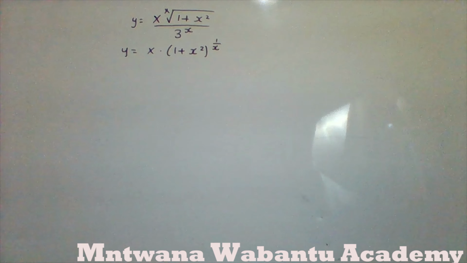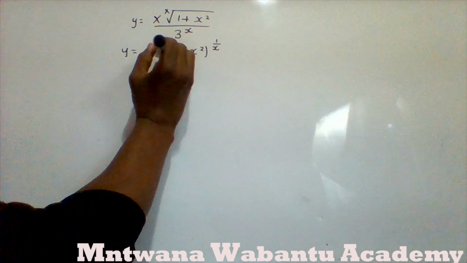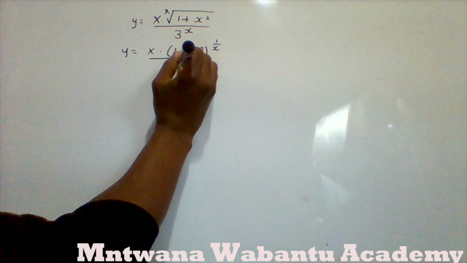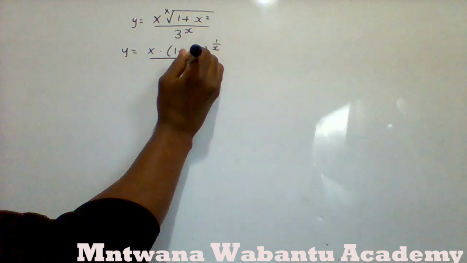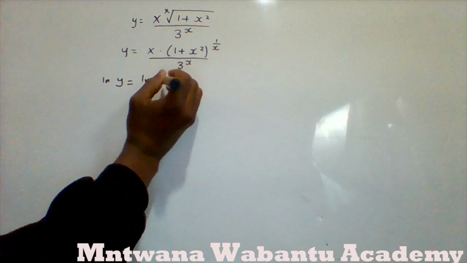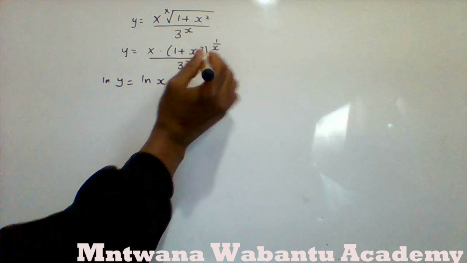Say y equals x, and if I remove the root, it's going to be 1 plus x squared, to the power 1 over x, and all this over 3 to the power x. To simplify this with the quotient and product, it's going to be very big. So I'm going to apply ln: ln of y equals ln of x multiplied by the rest.